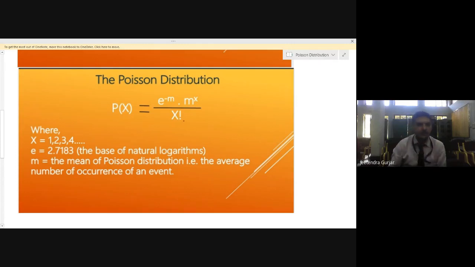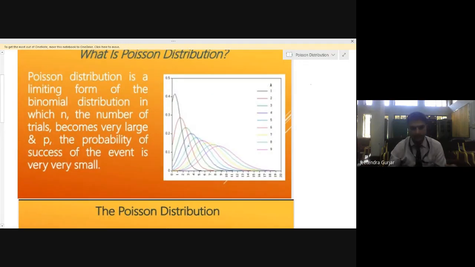So already we have solved these examples, so this derivation will be very easy. Here x is equal to 0, 1, 2, 3, 4 and so on. That is our random variable. Please remember, x is nothing but the random variable, and e is equal to 2.7183. It is nothing but the base of the natural logarithm. m is nothing but the mean of Poisson's distribution, that is the average number of occurrences of an event, or we just say it is a parameter in the Poisson's distribution.